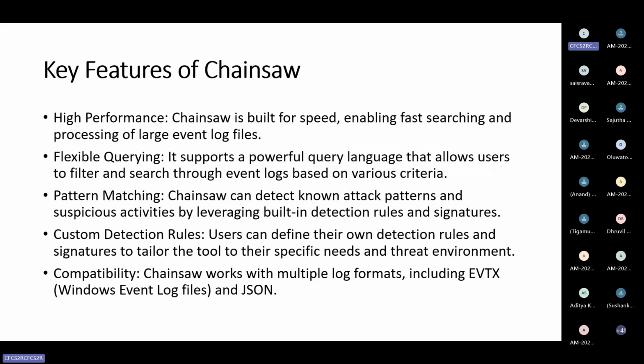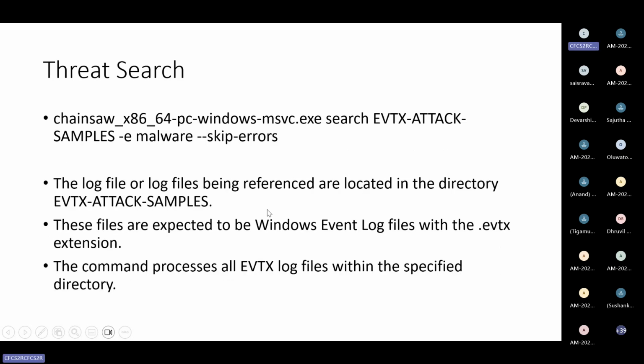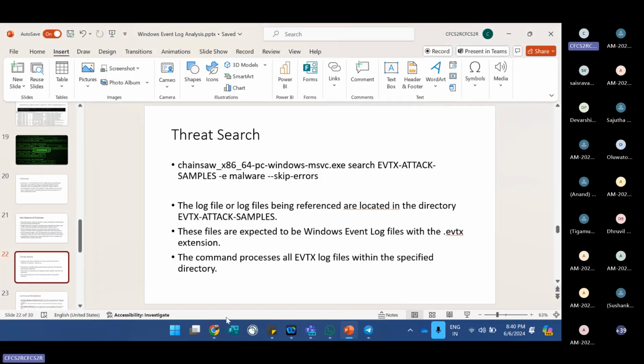Chainsaw works with multiple log formats, including EVTX, that is the default Windows event log file, and with JSON also. Okay, so these are the important areas in which Chainsaw will work. Let us go to the folder, and then we will see what functionalities are available with Chainsaw.